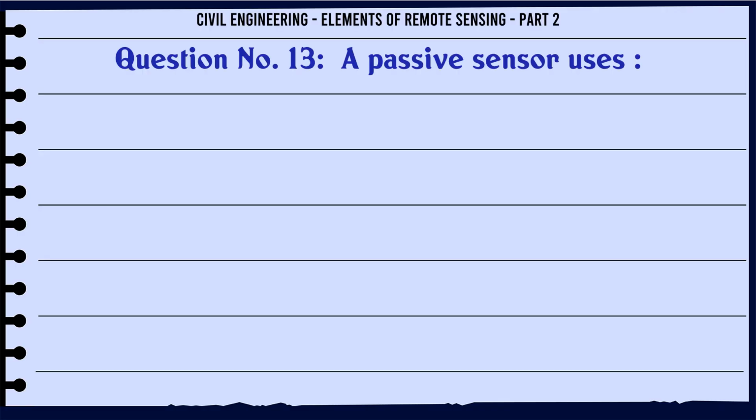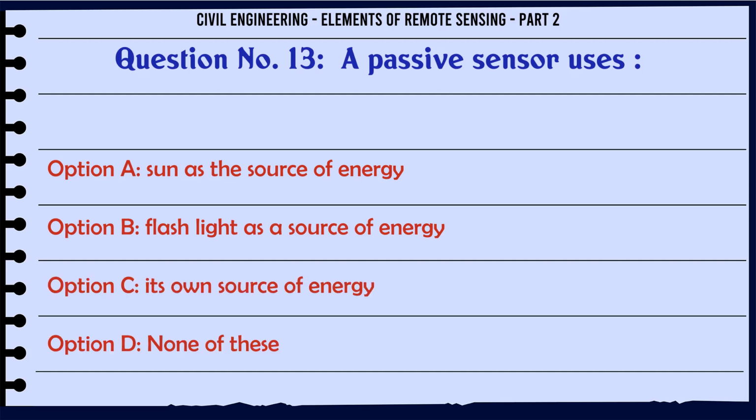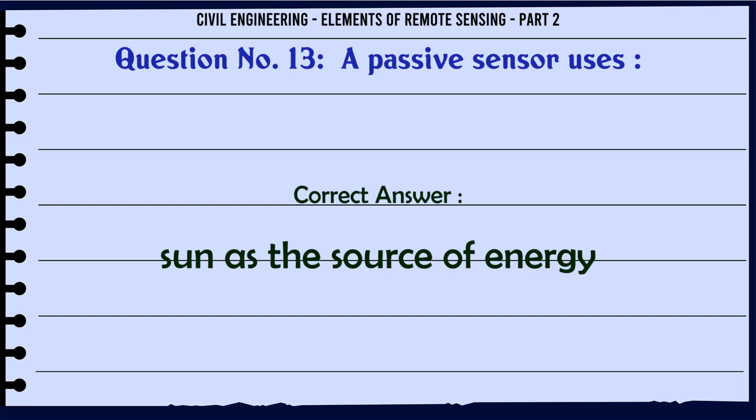A passive sensor uses A. Sun as the source of energy. B. Flashlight as a source of energy. C. Its own source of energy. D. None of these. The correct answer is Sun as the source of energy.